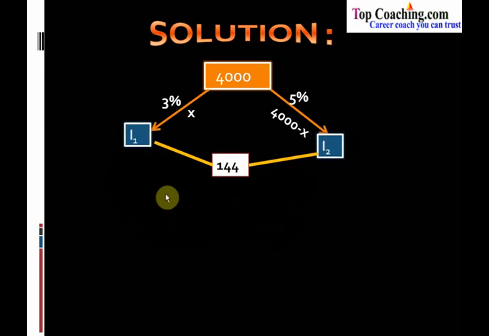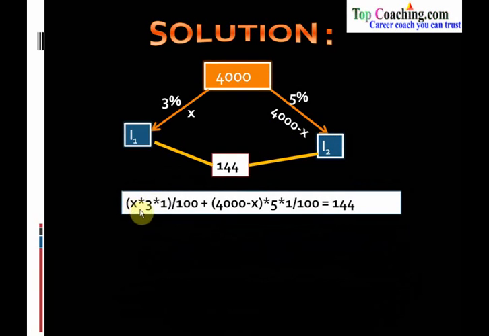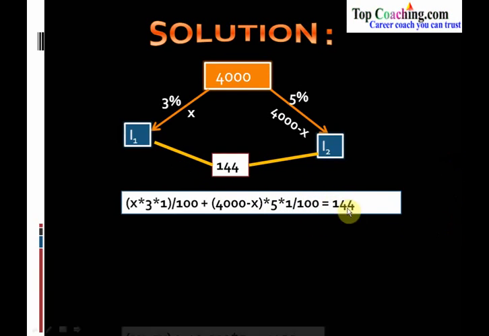Now I1 would be equal to 4000 into 3 into x divided by 100, and I2 would be (4000 minus x) into 5 divided by 100. So what we get? I1 as x into 3 into 1 divided by 100, and I2 as (4000 minus x) into 5 into 1 divided by 100, equal to 144. The total interest is equal to 144.